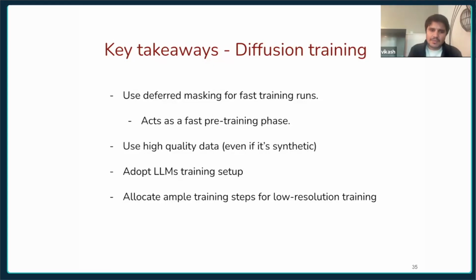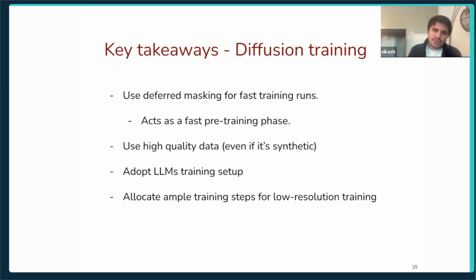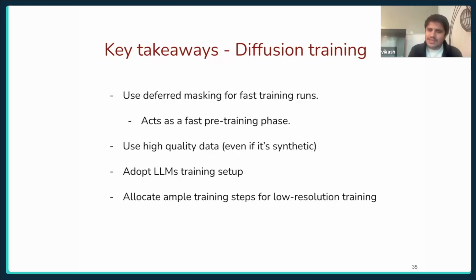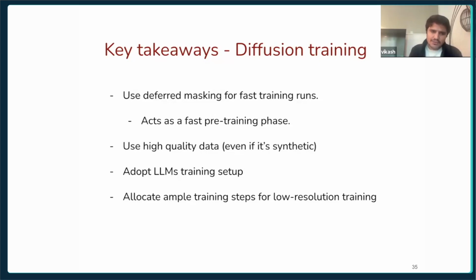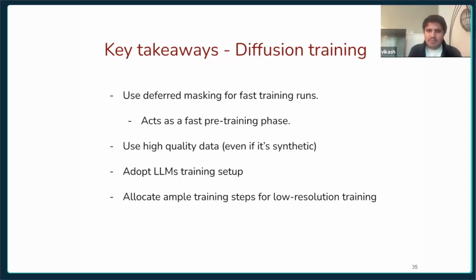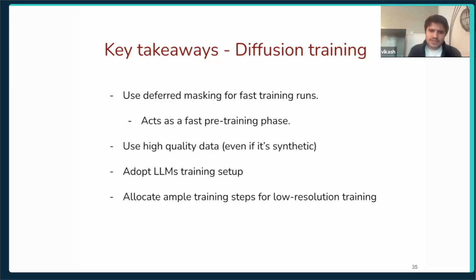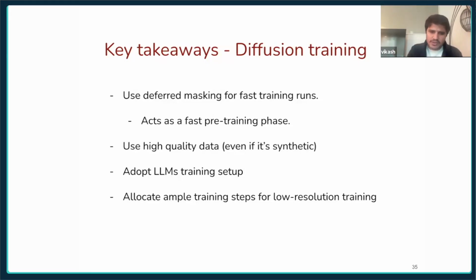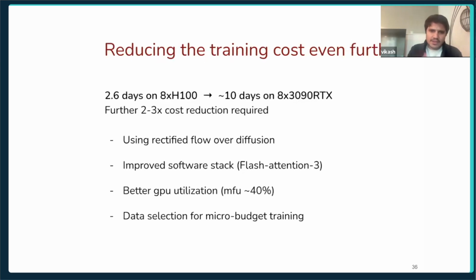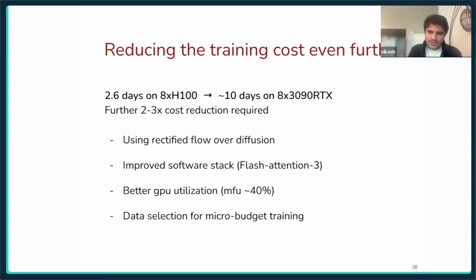Though we haven't tested it, I think this finding would even be helpful if you go not just training from scratch, but also fine-tuning of diffusion transformers. And the fourth is something I didn't spend much time on: you should allocate an ample amount of training steps in low resolution training if you're training a diffusion transformer. This is something I learned while training these models: if you are doing this hierarchical training, do spend a lot of time training the 256 by 256 resolution model before you switch to 512 by 512 resolution training.